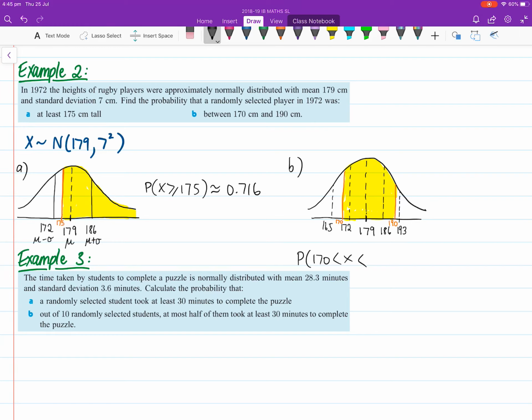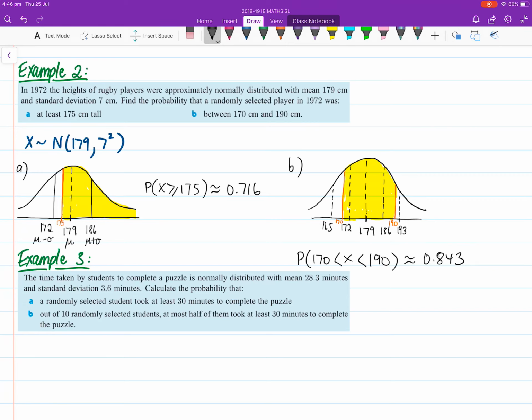now just be careful with your notation. It seems silly, but between 170 and 190 does not include them. It doesn't say at least 170, or at most 190. So here we just have to use the inequality that does not include the equals, right? Okay, so between 170 and 190, use your calculator, you should get approximately 0.843 to 3 significant figures.